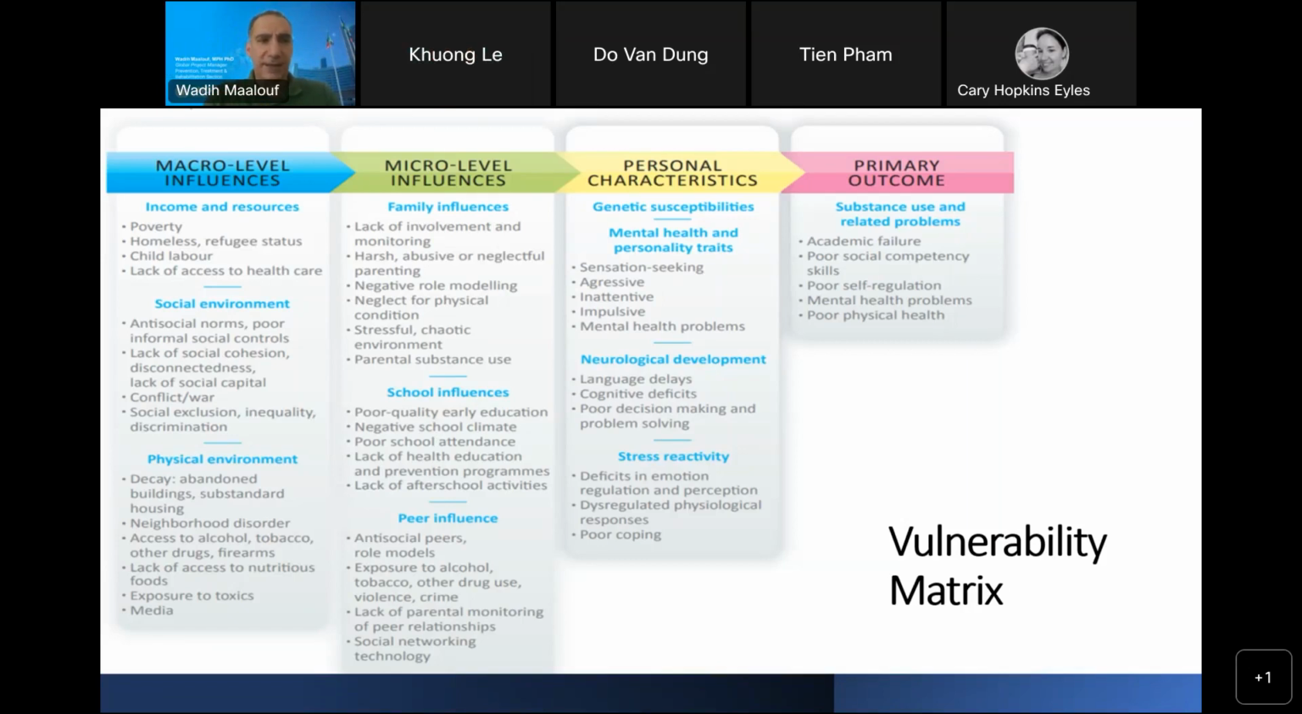So a family that is living in a context of poverty, conflict, displacement, a social environment of social inequalities, a physical environment where there is neighborhood disorder, high level of accessibility to drugs or to weapons or to guns. All of these things affect the microstructures per se, the parenting, the school, the peers, and also carry a direct effect on the individual. So that's an important construct that the policymaker needs to have in mind.